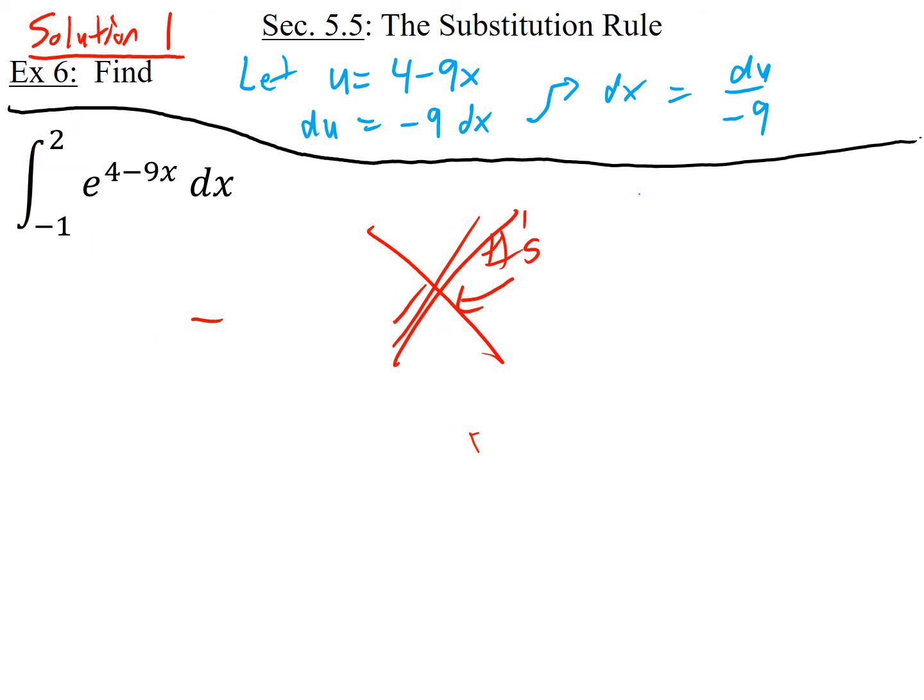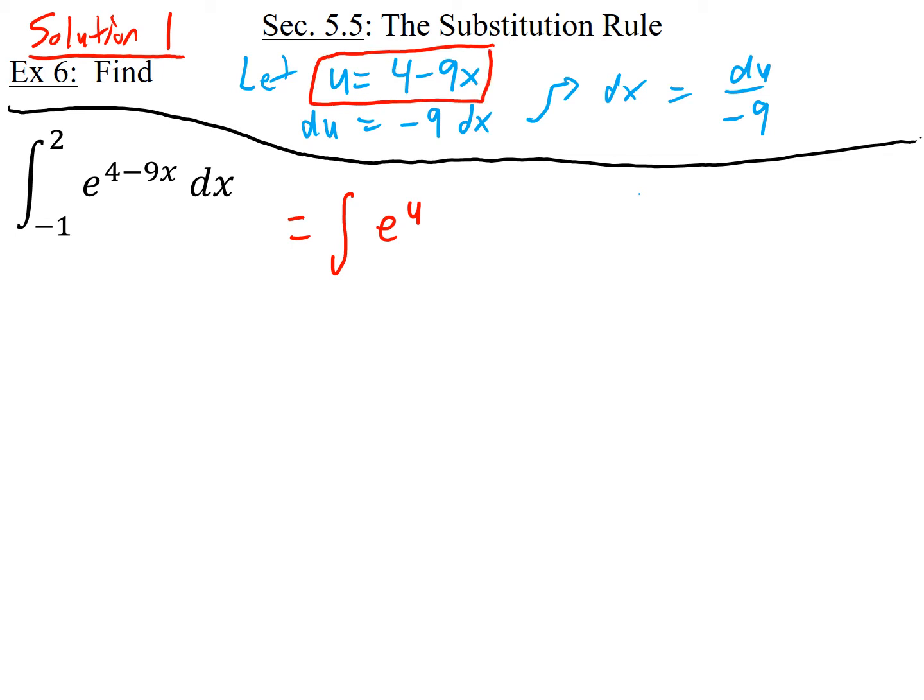All right, so we're going to rewrite our integral, and we want only u's in it. This becomes integral e to the u, because my u is 4 minus 9x, so we're changing the 4 minus 9x to u. I'm going to change the dx to what it is over here, so it's du over negative 9.